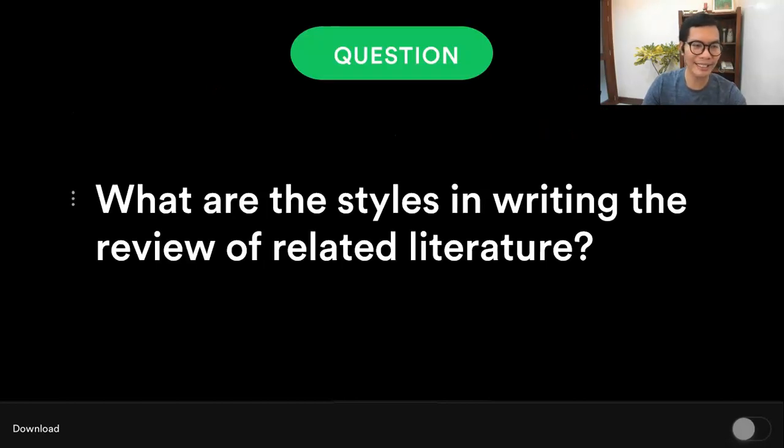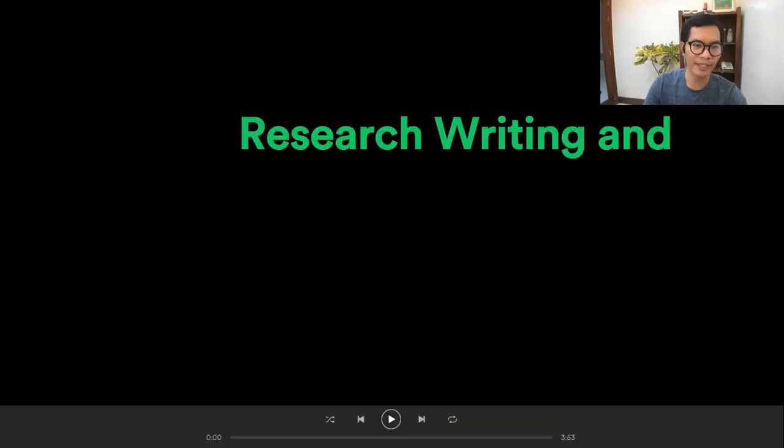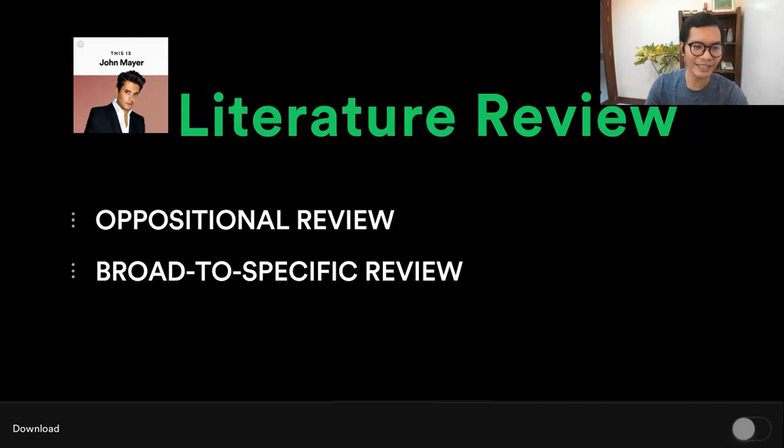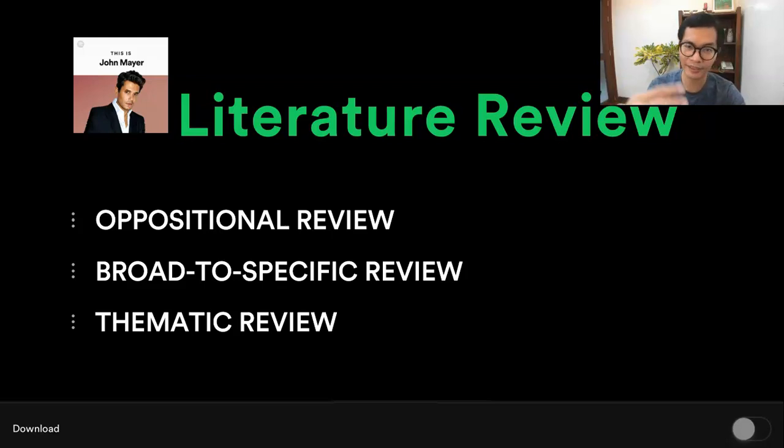So what are the styles in writing the review of related literature? Just like in the introduction, where you have your hook, gap, and thesis, there are also other frameworks that you can apply in writing the RRL. I'll be emphasizing them so that you will understand all these things. These are the three types or frameworks that I'll highlight. I will not just discuss them, but I'll focus more on the sample paper that I have uploaded. We will go over the sample paper for you to understand the oppositional review, broad to specific review, and thematic review.